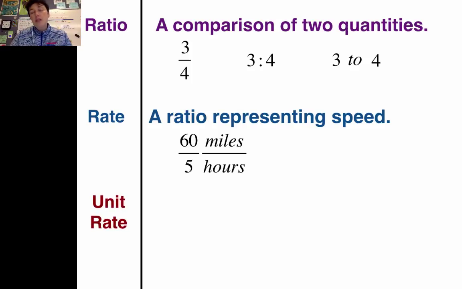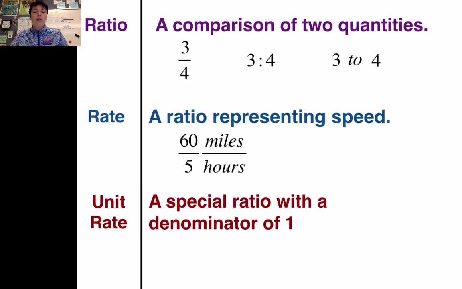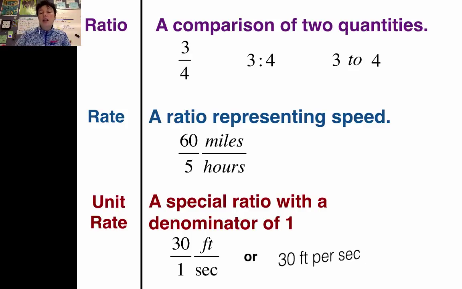And then there's a special type of rate called a unit rate. It's also a speed, but it's a special ratio with a denominator of 1. So it's when I tell you my speed with a denominator of 1, like 30 feet in 1 second. That's a unit rate because 1 second is in the denominator. Or you could say 30 feet per second. So unit rates are when you have 1 in the denominator, and a rate just means speed.